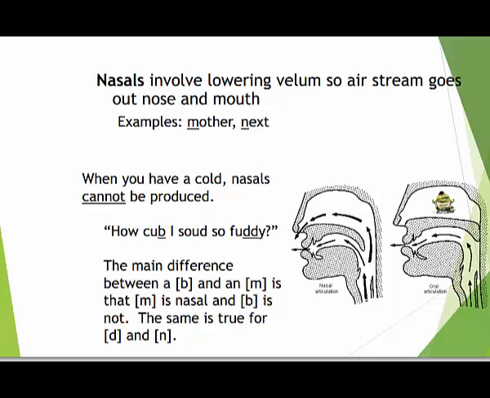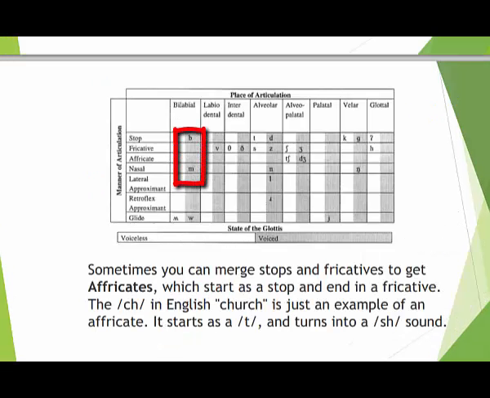So when that happens, there's a substitution. You could say, "How come I sound so funny?" when you have a cold, and it's because you can't produce the M and N sounds, and they get substituted for very similar sounds in the IPA chart. So you can see the M is being substituted with the B because it's a very similar sound in terms of the place of articulation, and the N is substituted with a D because it's also a very similar sound in terms of the place of articulation.